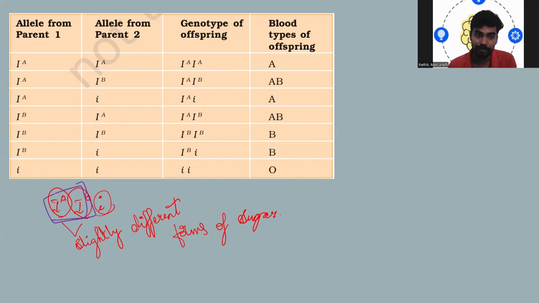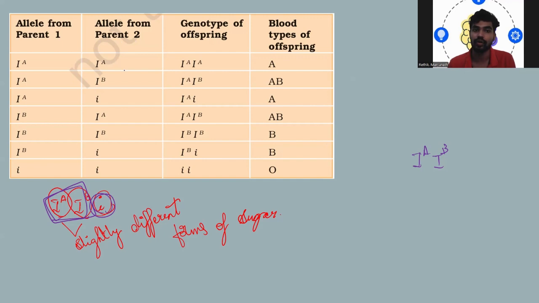These two are completely dominant over the small i. But IA and IB, when they are brought together, become completely dominant over each other. That means co-dominant. As a result, in the F1 generation, both will be expressed.